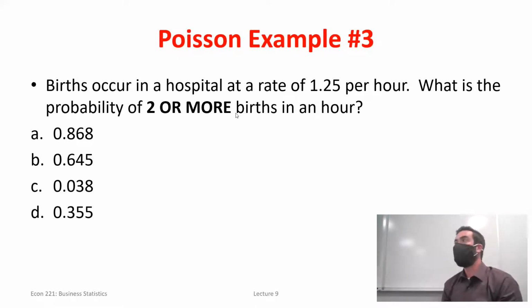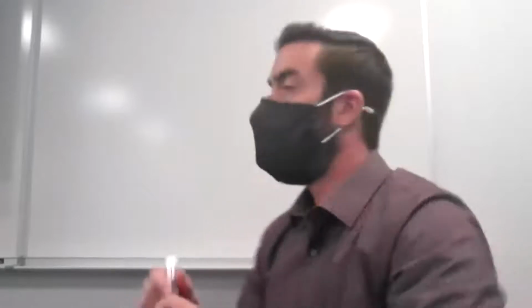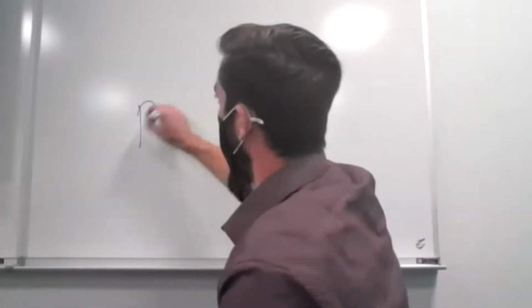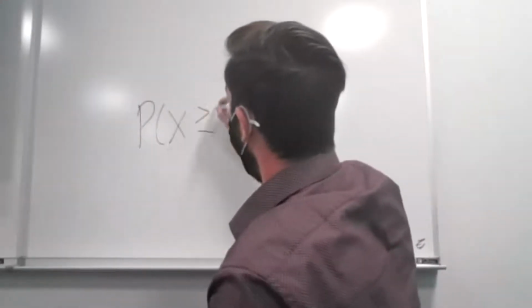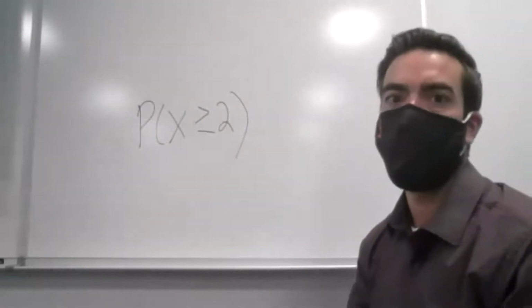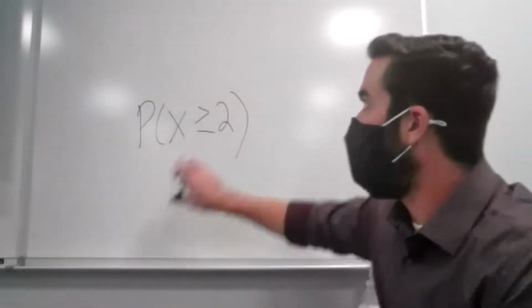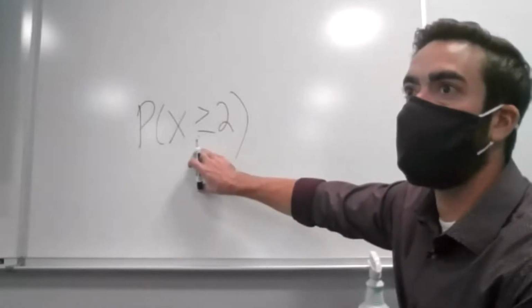All right, so this is where we start to get a little bit more tricky with it. What's the probability that I see 2 or more births in an hour? Okay, so I get the same typical rate of 1.25. Now I want the probability I see 2 or more. Well, if I write this down, I think about what I'm looking for. I said I wanted the probability that I see 2 or more births. So this is the probability that x is greater than or equal to 2.